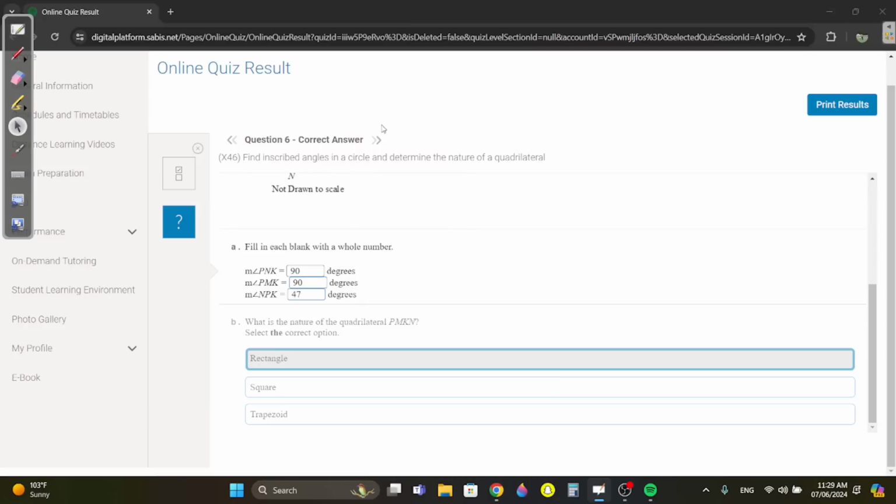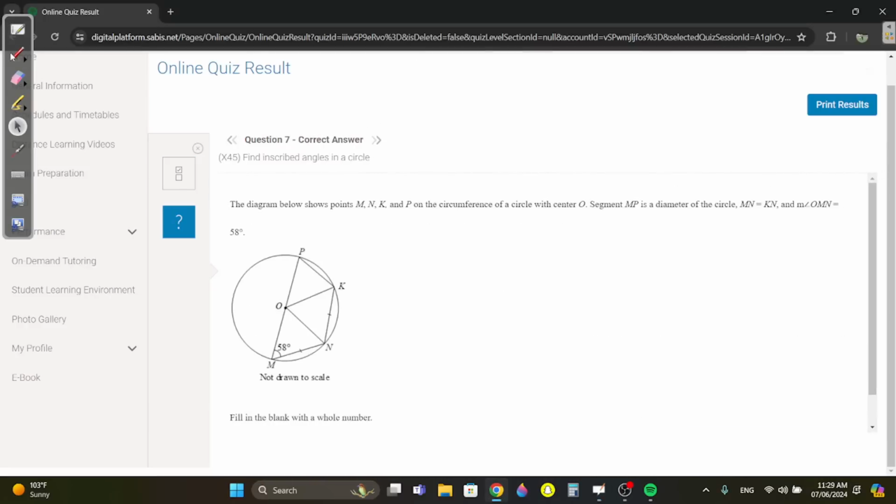Question 7. The diagram below shows points M, N, K, and P on the circumference of a circle with center O. Segment MP is the diameter. MN equals KN. And angle OMN is 58.